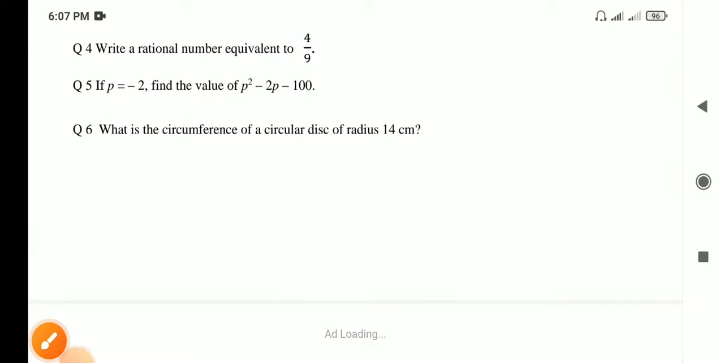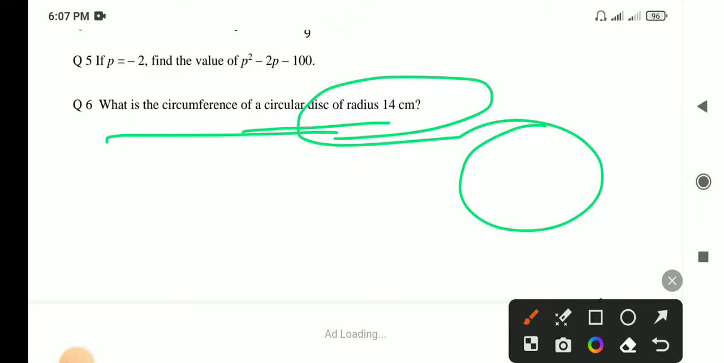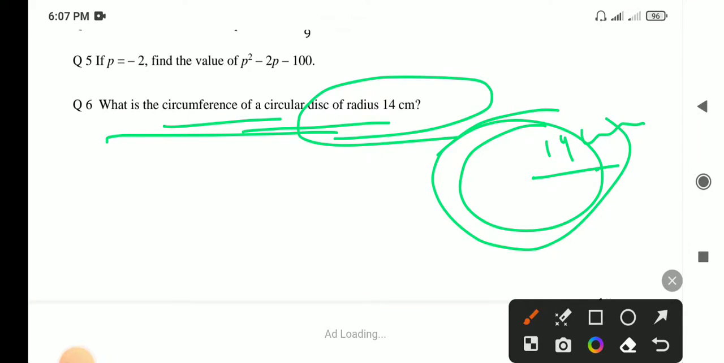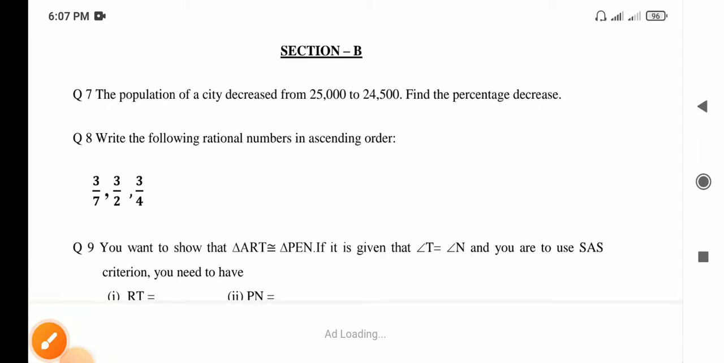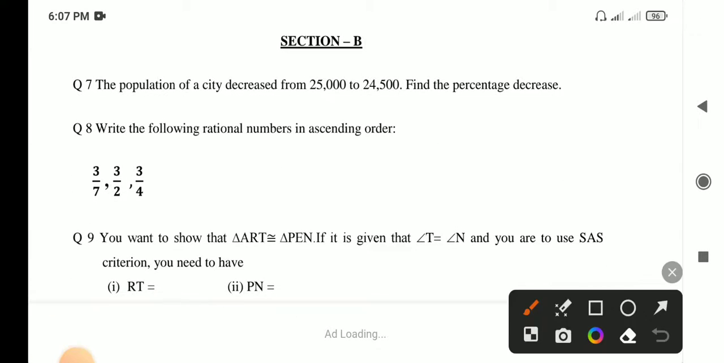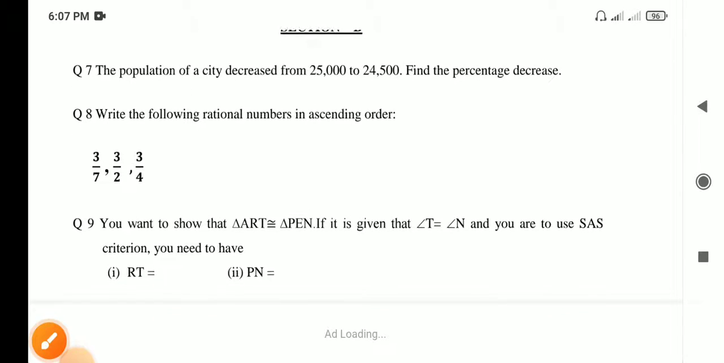Okay, now question number 6, you can see on the screen, what is the circumference of a circular disc of radius 14 centimeter. There is a circular disc and the radius is given, 14 centimeter. You have to find what the circumference of this circular disc is when its radius is 14 centimeter. All questions are very clear, and now let's start section B. Each question is of 2 marks, and general instructions have already been given.